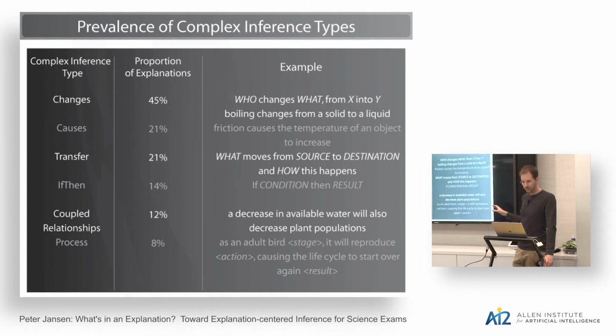For time, I'm going to skip over the second category, the inference supporting, and I'll just quickly mention here the complex inference types. One thing to mention is that these are n-ary relations, they're not triples. So for example, the changes relation, which occurs in almost half of the questions, talks about who changes what from X into Y. For example, boiling changes something from a solid to a liquid.